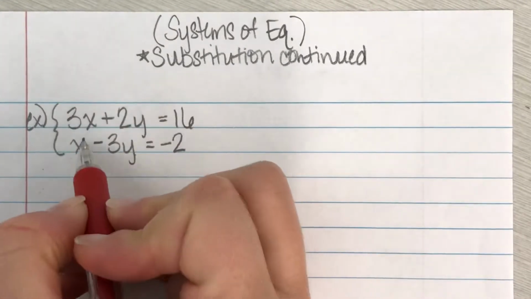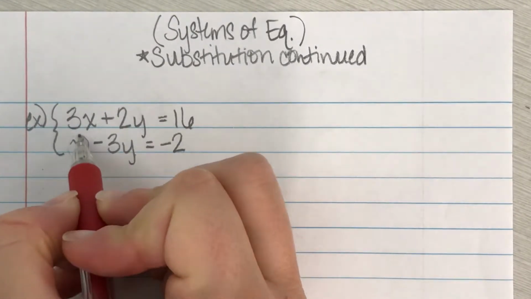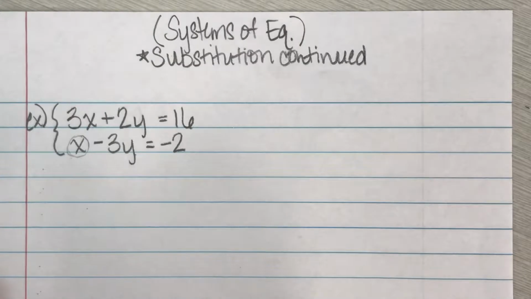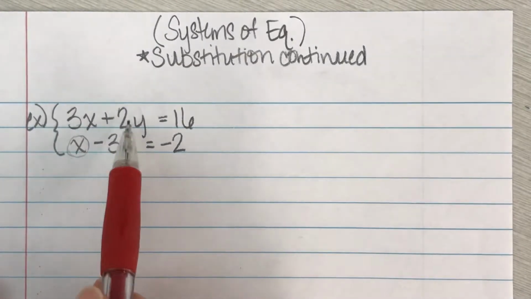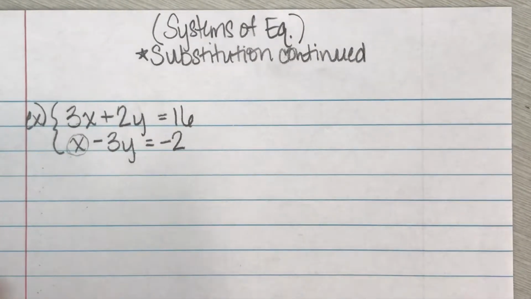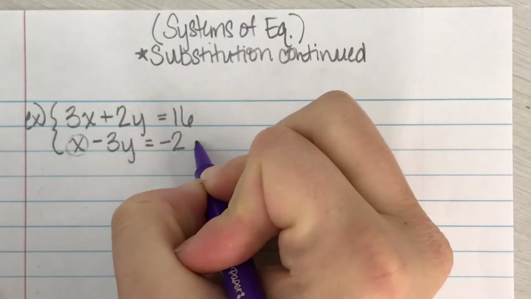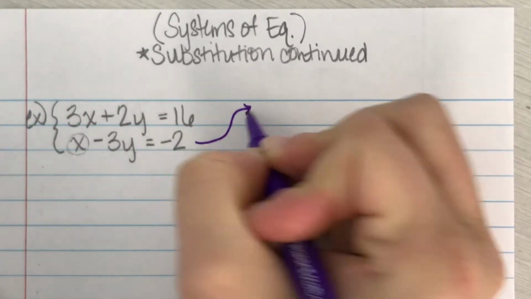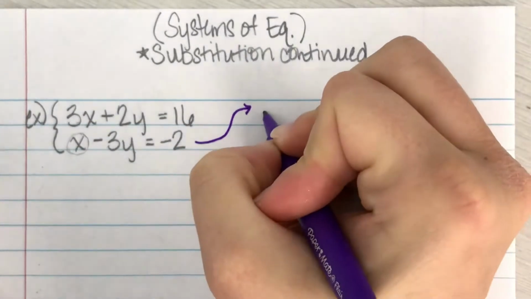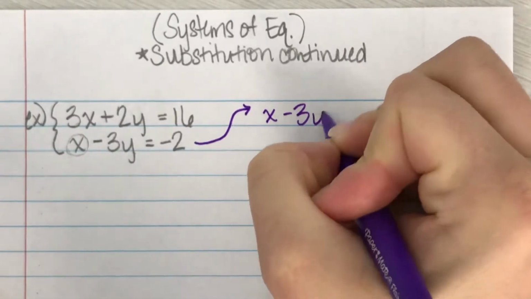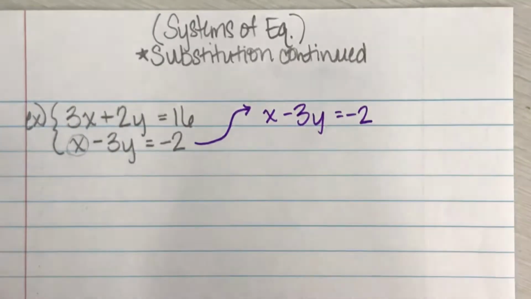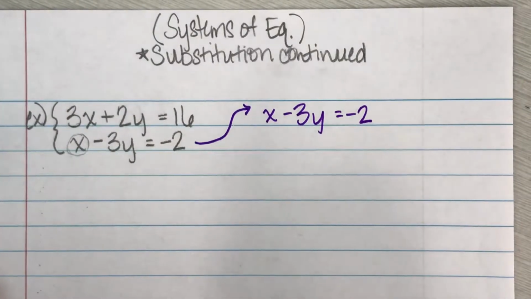I hope that you look at this and notice that that x is hanging out almost by itself. At least it doesn't have a coefficient on it. So it might be a little bit easier to isolate, okay? So here's how I'm going to handle this. I'm going to take this equation up over here on the side, and I'm going to say, okay, x minus 3y equals negative 2. And I want it to say x equals.